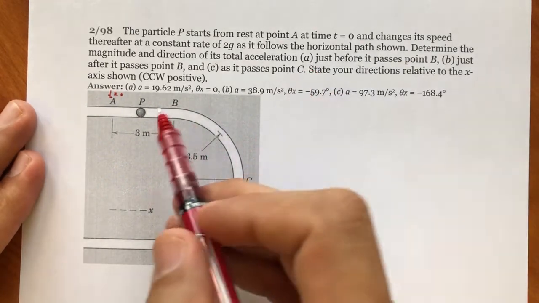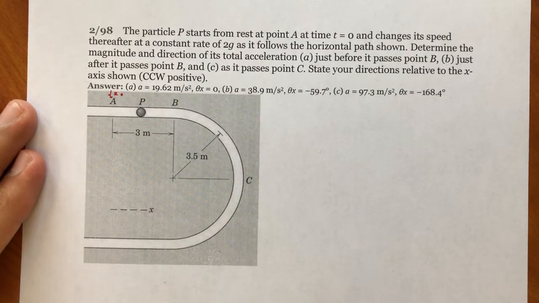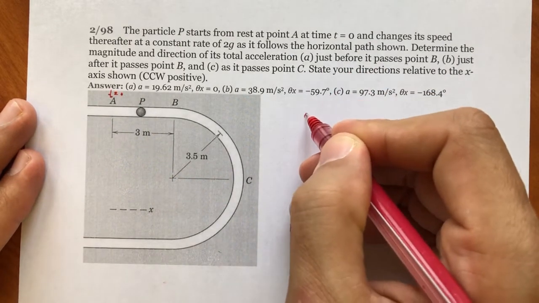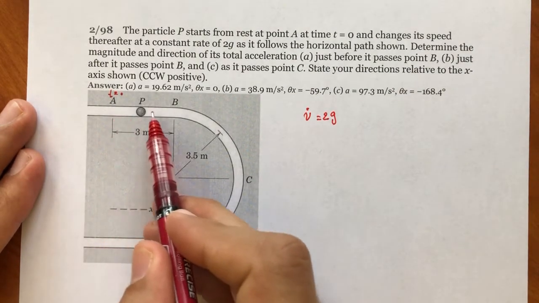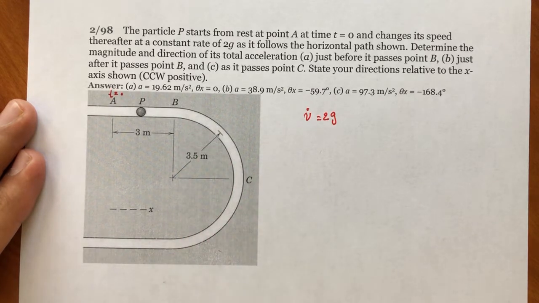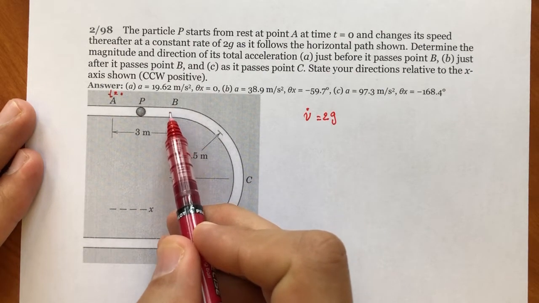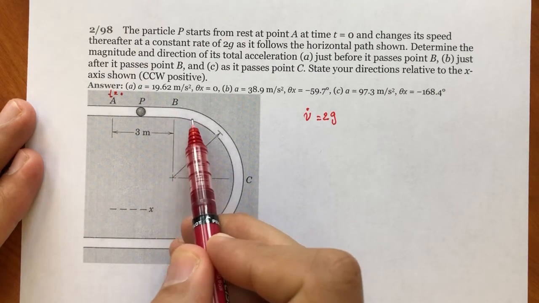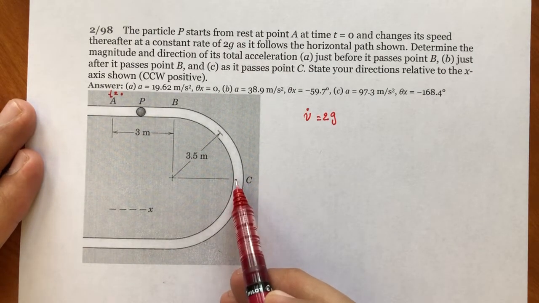It says the speed of this particle is going to increase with the constant rate of 2g from the beginning. So the velocity is going to increase with the constant rate 2g. It means v dot is equal to 2g all the time, starting from here and also all along this curve. And we are supposed to find acceleration of this particle at point B before starting this curve, and at point B immediately after passing this point and starting this curve, and also the total acceleration of the particle at point C.